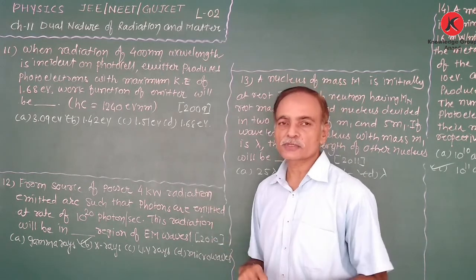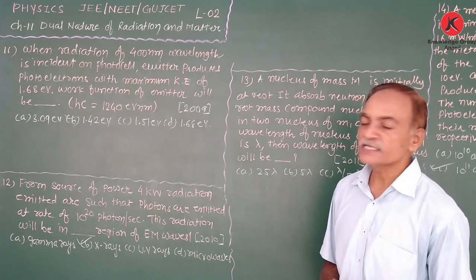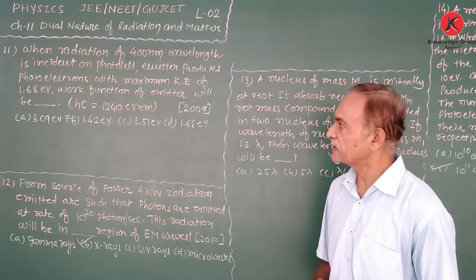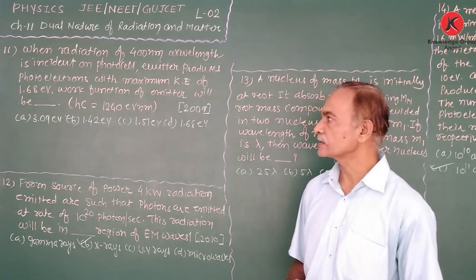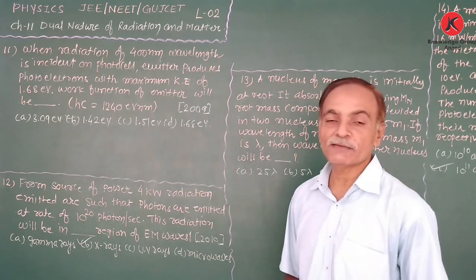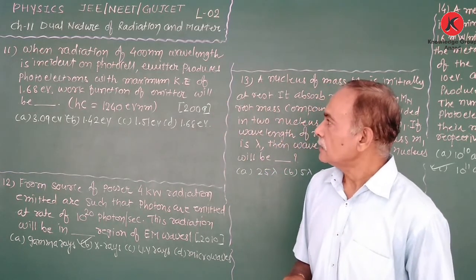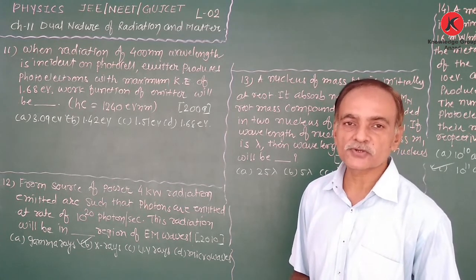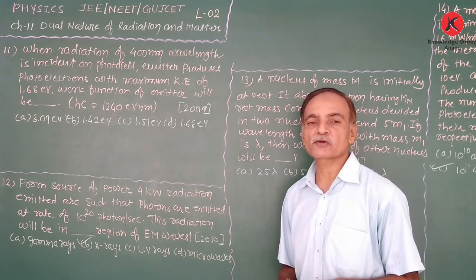Now, the question asked in 2009. When radiation of 400 nanometer wavelength is incident on a photocell, the emitter produces photoelectrons with maximum kinetic energy of 1.68 electron volt. The work function of the emitter will be? That means here the wavelength lambda is given. Also, the maximum kinetic energy of the photoelectrons emitted is given, that is 1.68 electron volt. We have to find out the work function of the given matter.